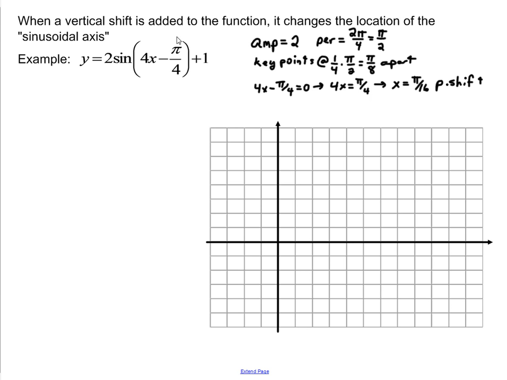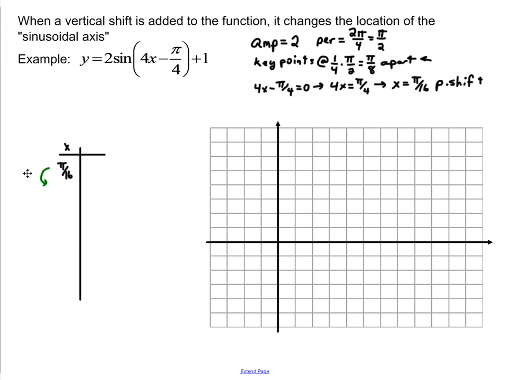So when I'm making out my table of values that I'm going to sketch into my graph for this particular function, for my x values, it's going to start at positive pi over 16, and each of those key points will be pi over 8 apart. Okay, so what does that mean? Well, that means I'm going to have to start adding increments of pi over 8.